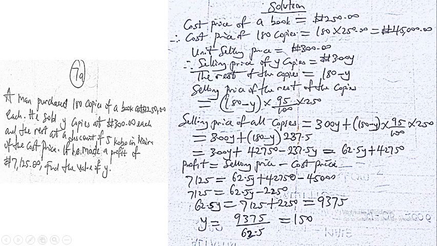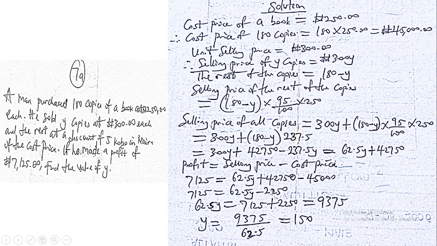Then if you continue, he made a profit of 7,125 naira. What is profit? Profit is the selling price minus cost price, and the selling price is 62.5Y plus 42,750, then minus the cost price. What's the cost price? Sorry, pardon me, the cost price is the 45,000 that we have here. Then from there we can collect like terms: 42,750 minus 45,000 will give us minus 2,250.